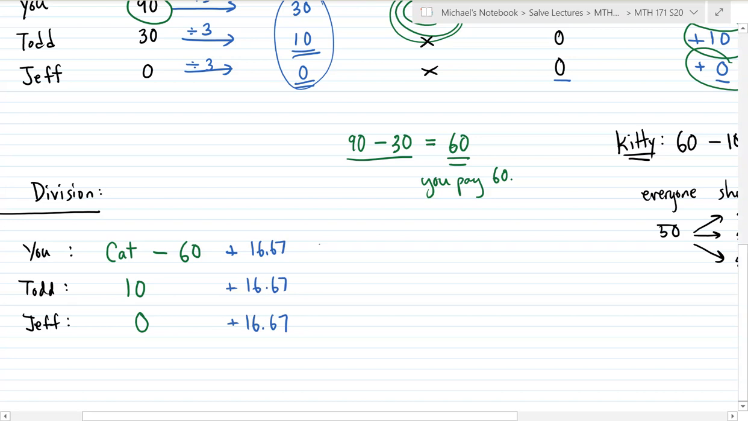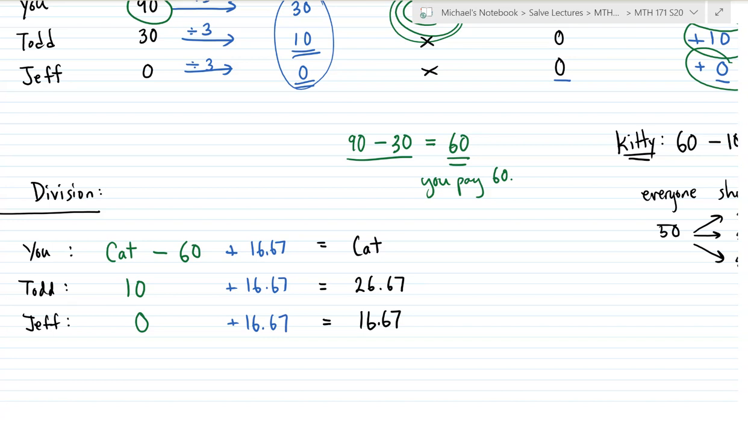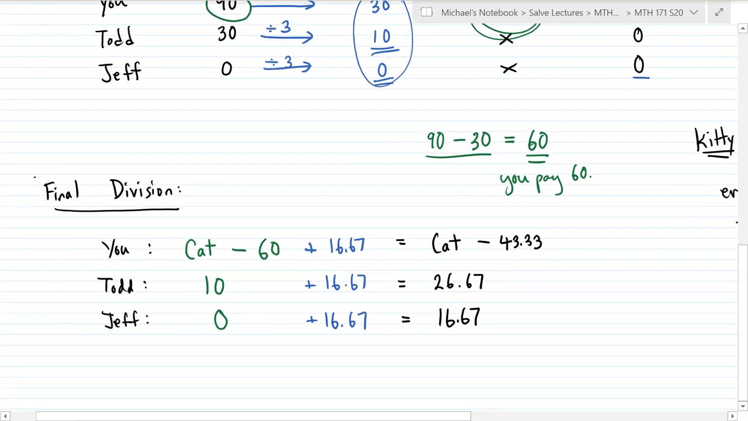All right. And so the final totals are that Jeff gets $16.67, and that's going to be paid by you. Todd gets $26.67, and you get the cat, and you get 60. You have to pay 60 plus $16.67. So you end up paying $43.33. And there you go. That's our final division.